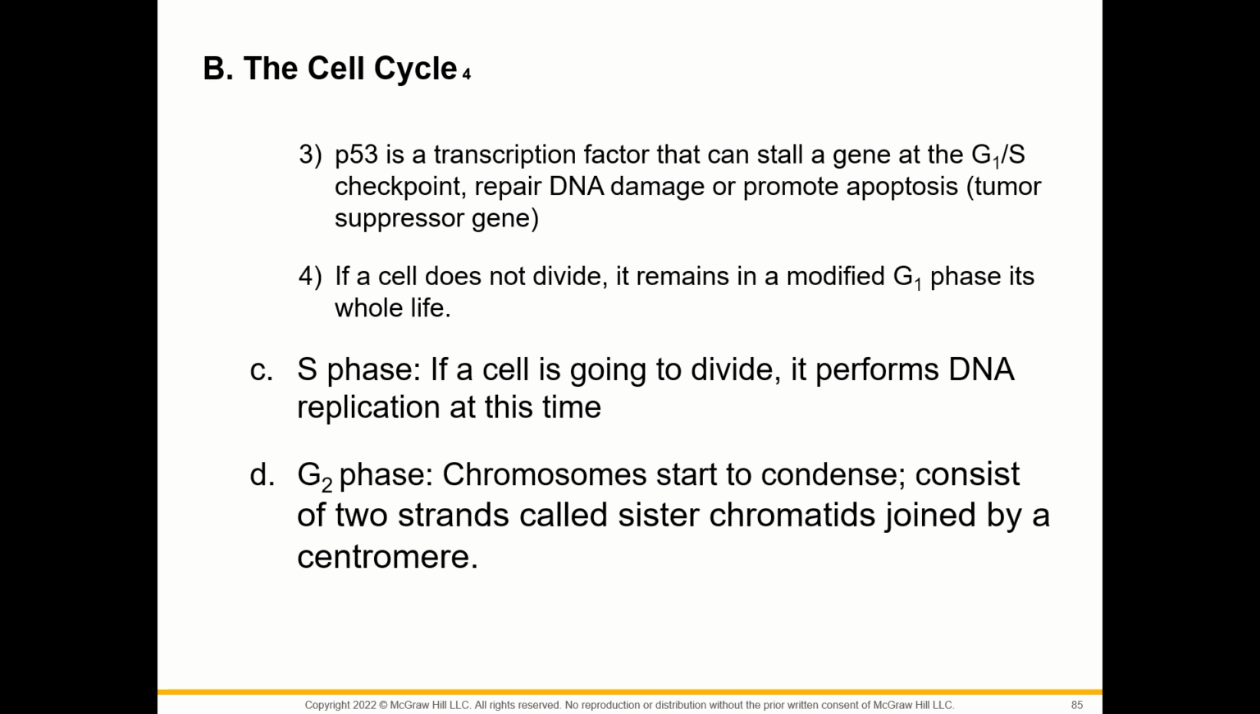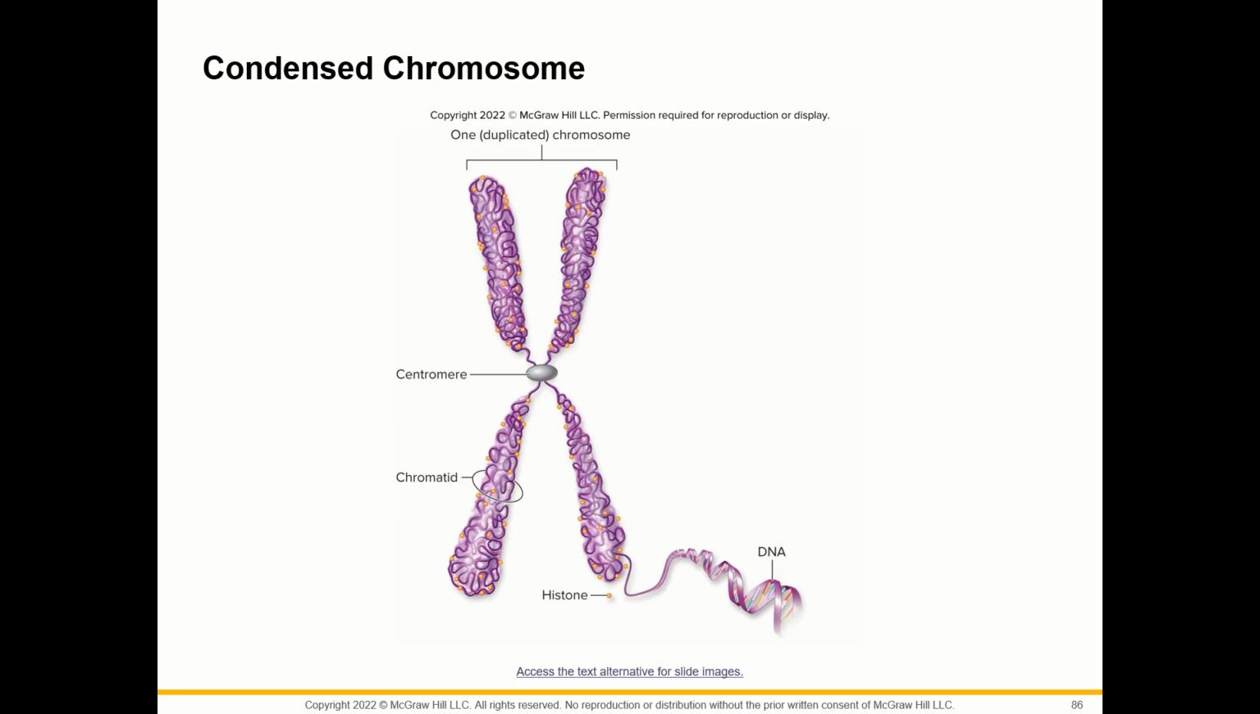So moving forward, as mentioned earlier, in the S phase, if the cell is going to divide, it performs DNA replication at this time. And then in the G2 phase, chromosomes start to condense. They consist of two strands called sister chromatids joined by a centromere. And once they get fully into mitosis, they will form the chromosomes that you know and love. So it's duplicated at this point. We've already synthesized our DNA. These are called sister chromatids. They're two strands of identical DNA, and they're ultimately what's going to be separated during mitosis.